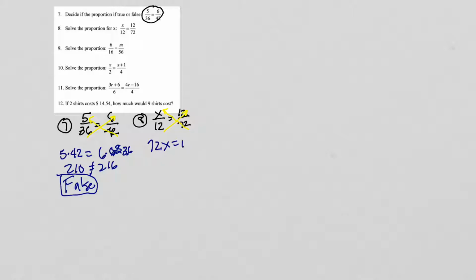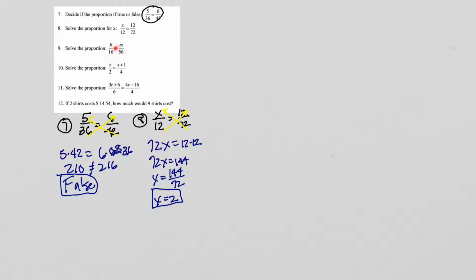72x equals 12 times 12. This is 72x equals 144. And if we divide now by 72, we'll get x equals 2.